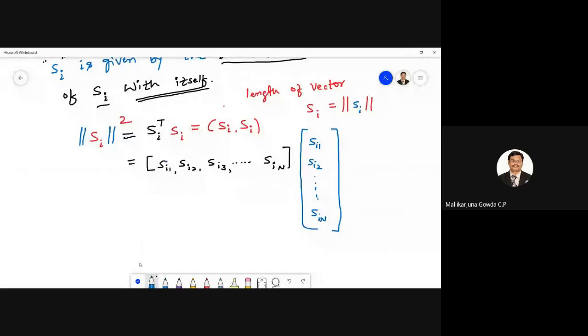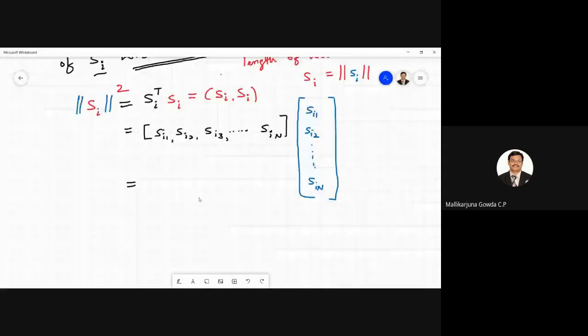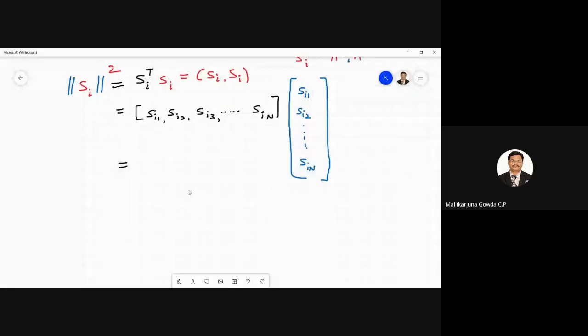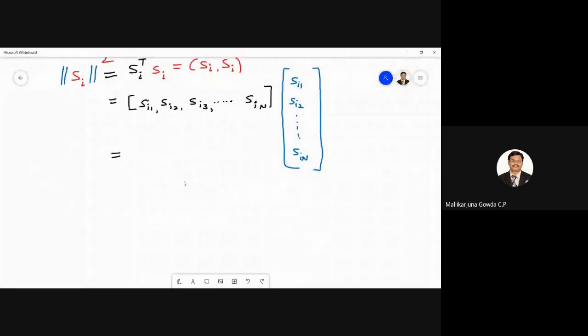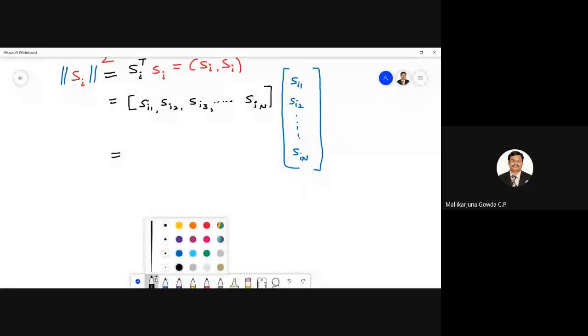Then if I multiply these two, what do I get? I think this much people can say. I have two matrices, one row matrix and another column matrix. If I multiply these two matrices, what is the result? Yes, what can I write? Hello?